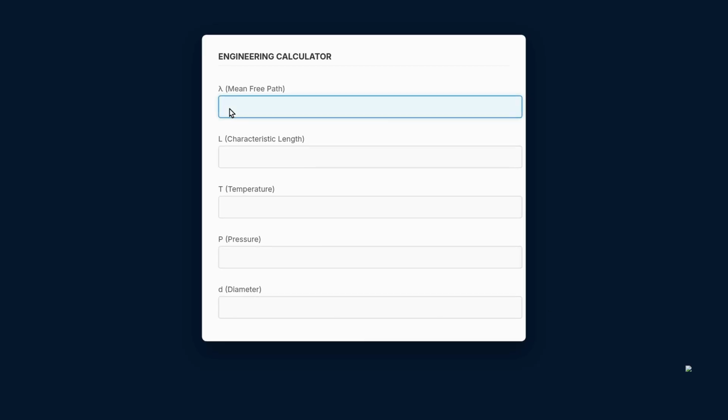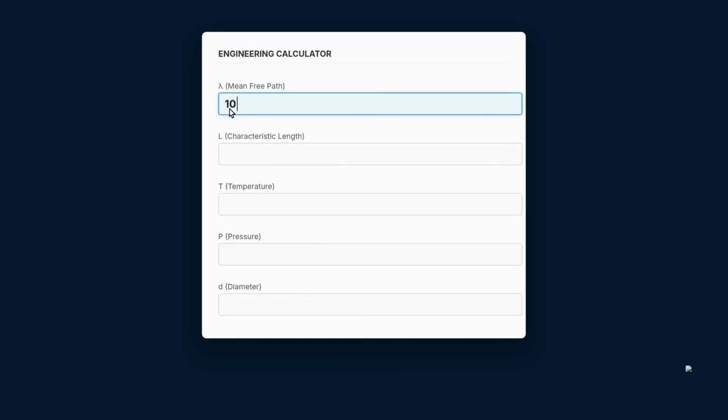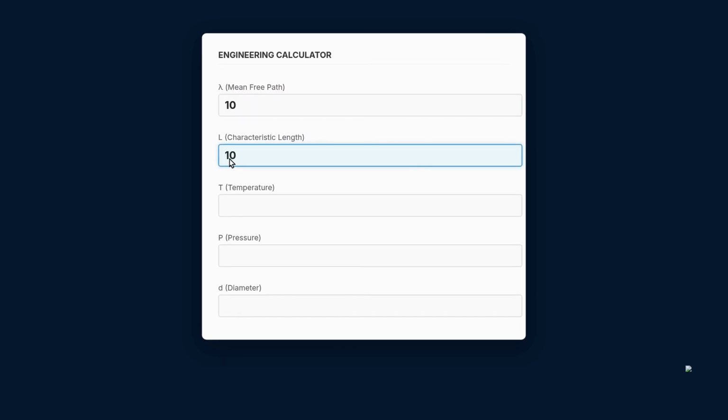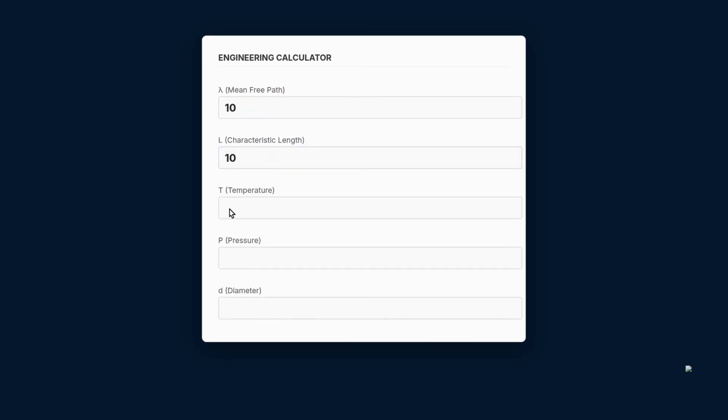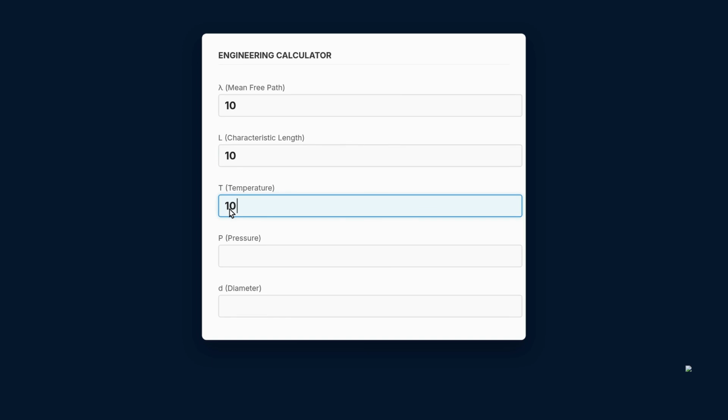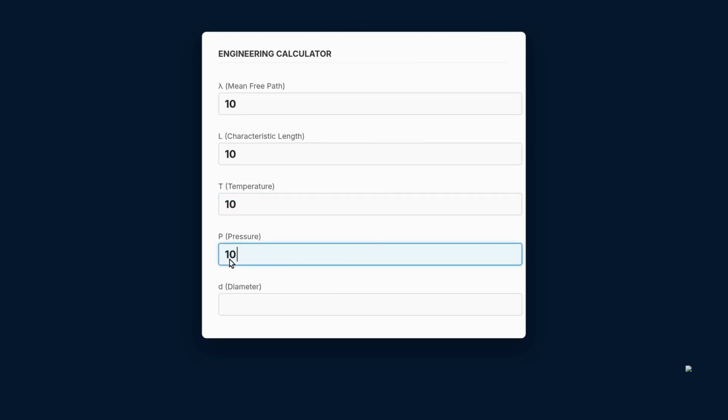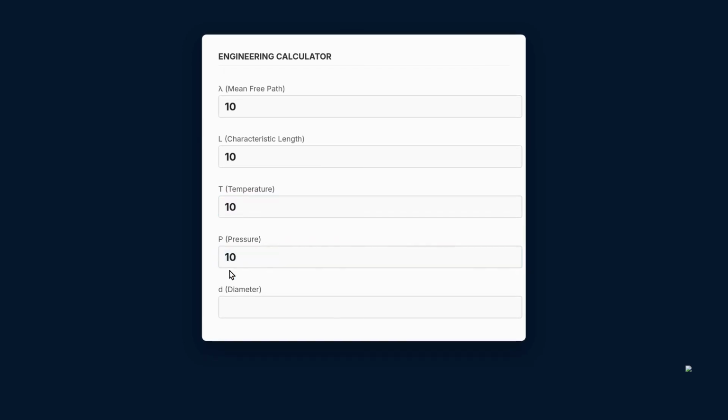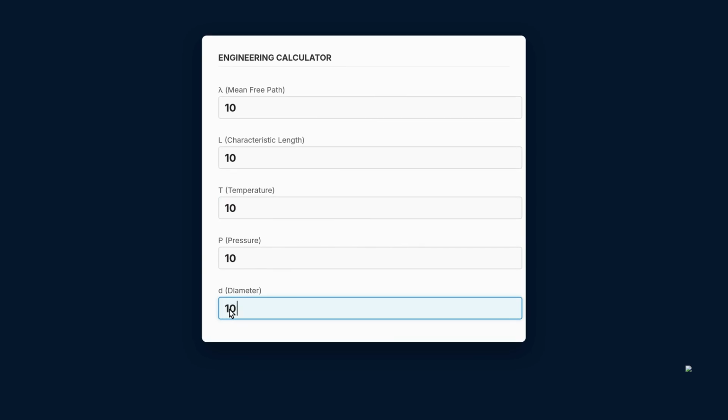After clicking Calculate, the output shows Knudsen number Kn equals 1.000 E plus 0, which is 1.0 in standard notation. The calculator also identifies this as transition flow, indicating the gas behavior falls between continuum and molecular flow regimes.